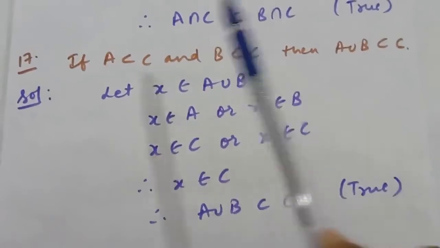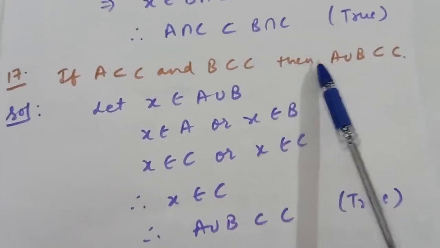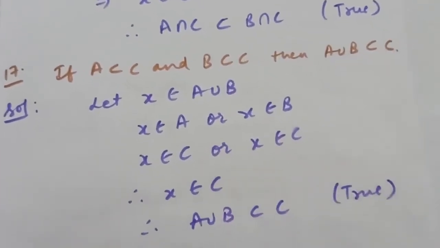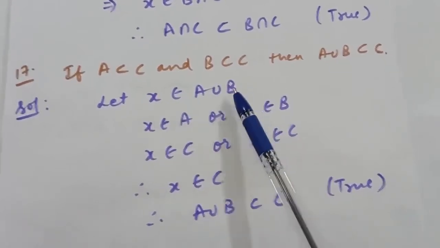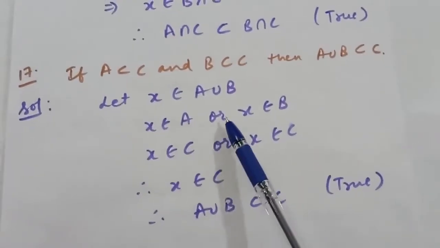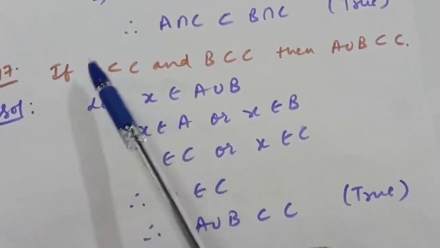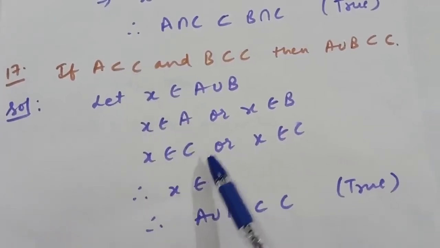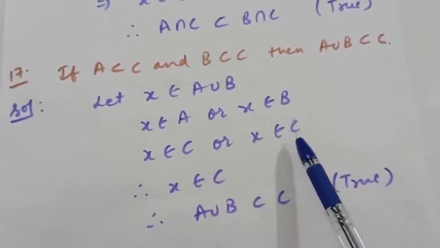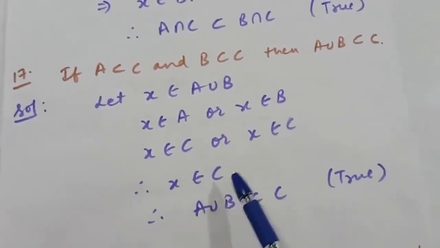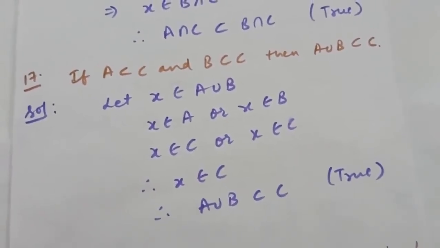Question 17th is, if A is a subset of C and B is a subset of C, then A union B is a subset of C. This we have to show. So let X belong to A union B. This means either X belongs to A or X belongs to B. Now if X belongs to A, A is a subset of C, so it implies X belongs to C, or similarly, this also implies X belongs to C. So from both the cases you get X belongs to C, and therefore A union B is a subset of C. Therefore it is true.